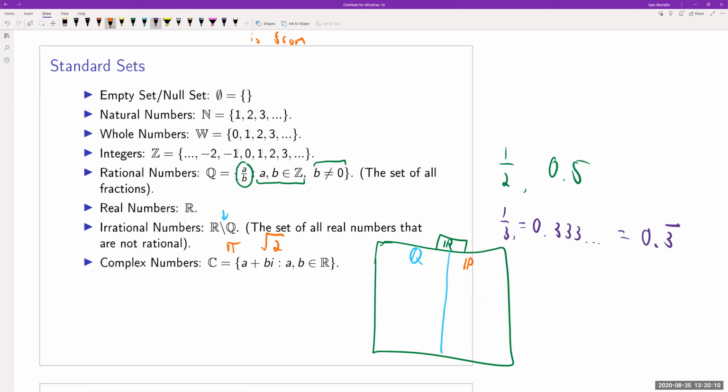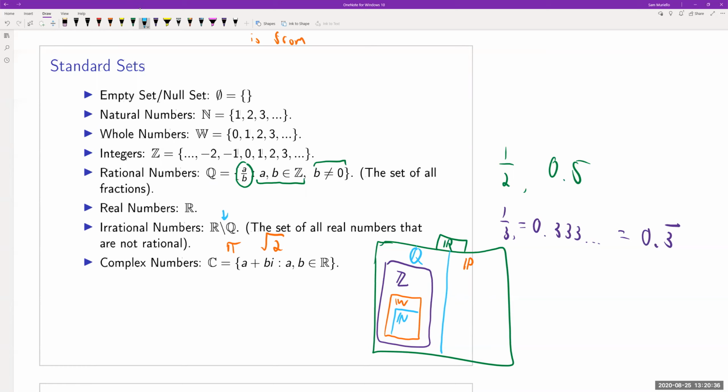So within the rationals, we can get the integers. And then within the integers, we get the whole numbers. And the only thing different from whole numbers and natural numbers is 0. And now we can kind of see how these things play into each other.